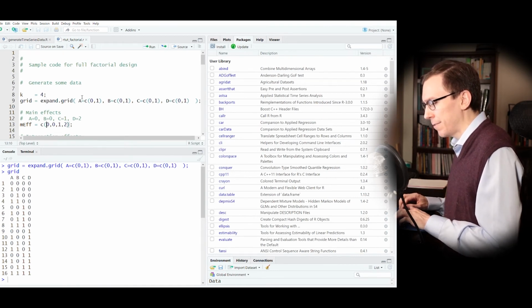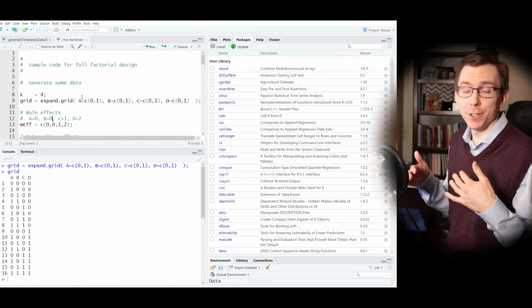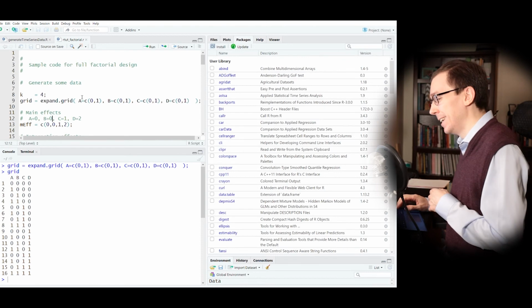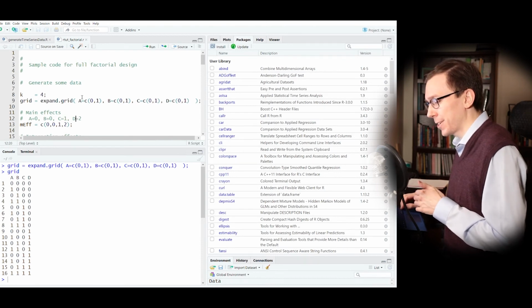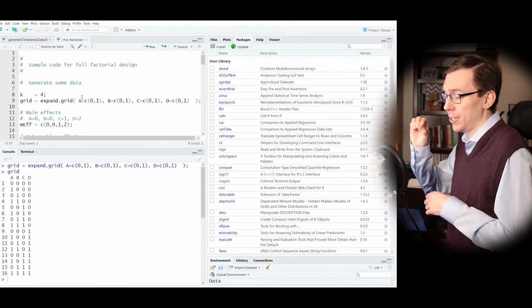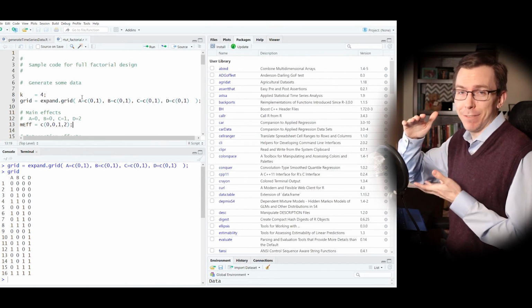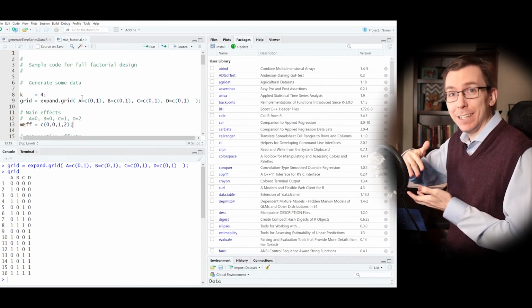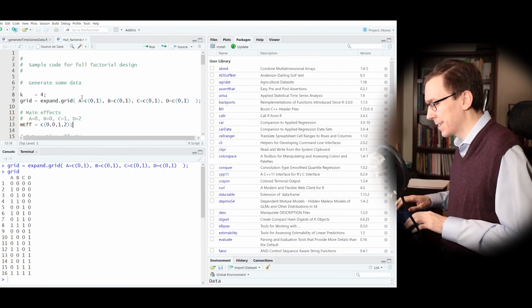Then I create main effects. Here I'm going to say that A is 0, B is 0, so those terms have no effect. C is going to be 1 and D is going to be 2. So factor C is going to have some sort of significant effect, and factor D is going to have an even more significant effect.